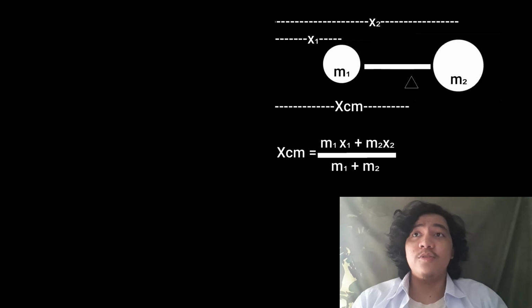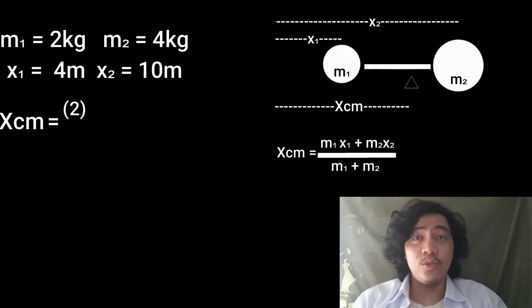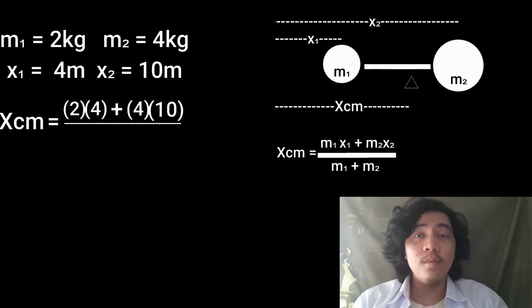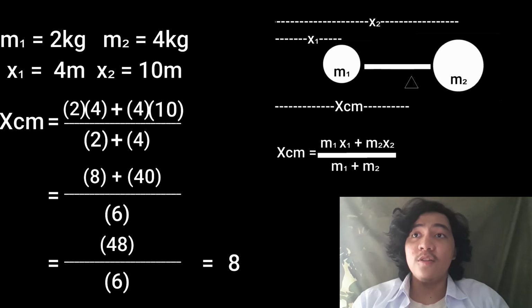Let's have a quick sample problem. Here on the screen shows the given in the formula. Now what you would do is x cm, or distance of x to the center of mass, is multiply mass 1, which is 2 kilograms, times the distance, which is 4 meters, plus mass 2, which is 4 kilograms, times the distance of 10 meters, then divided by 2 plus 4, or 6 kilograms. Then after computing, the center of mass should be 8. Therefore, the distance of x to the center of mass is 8 meters.